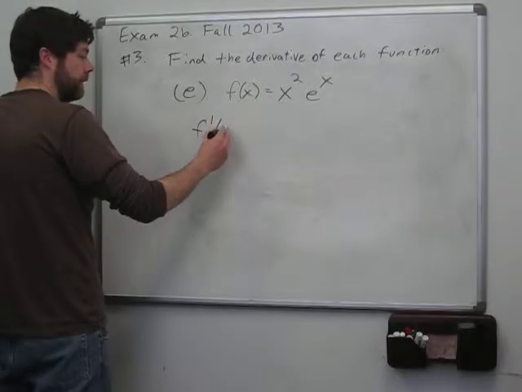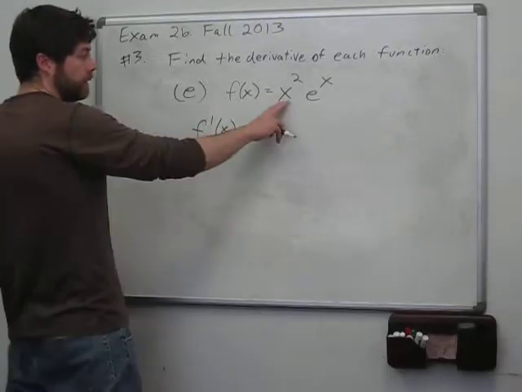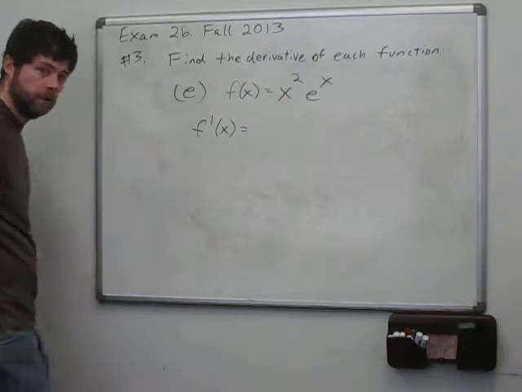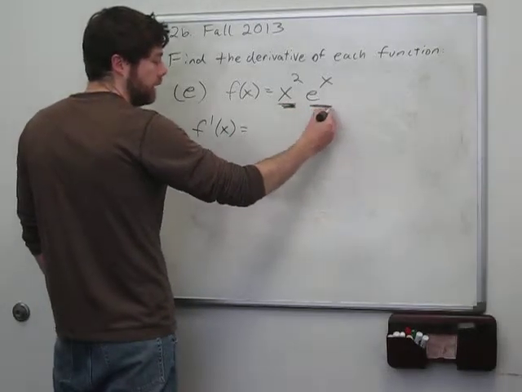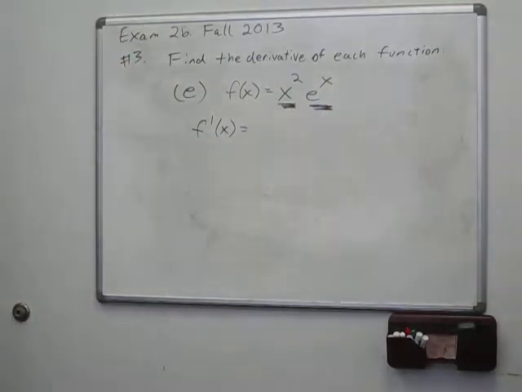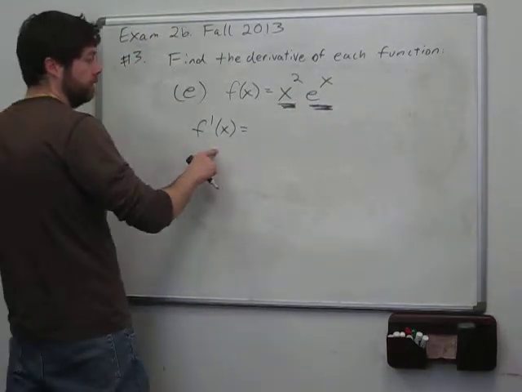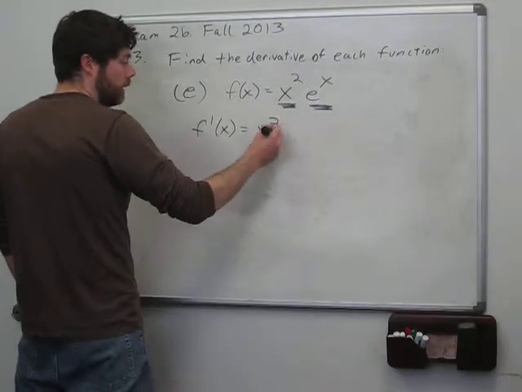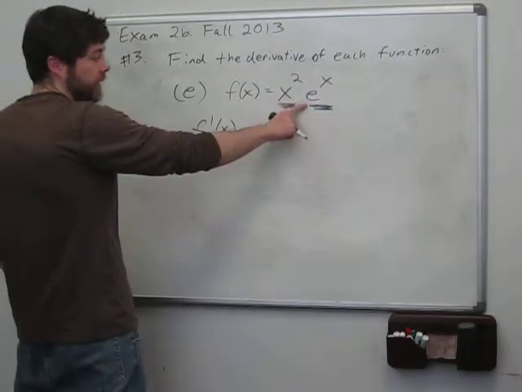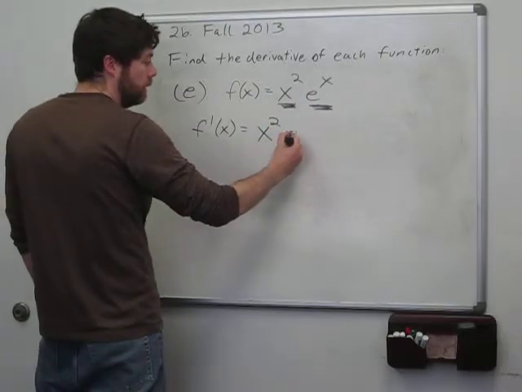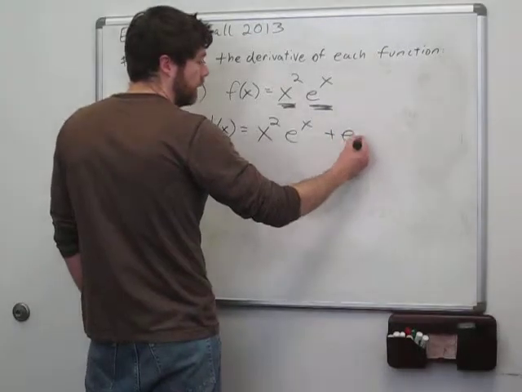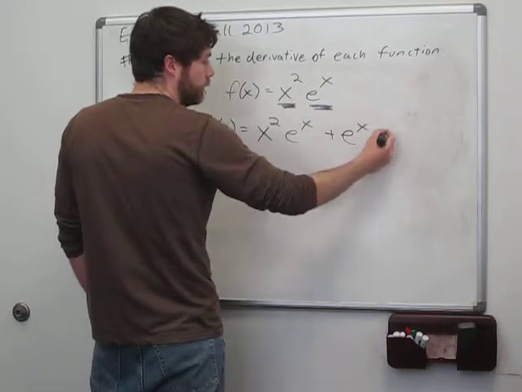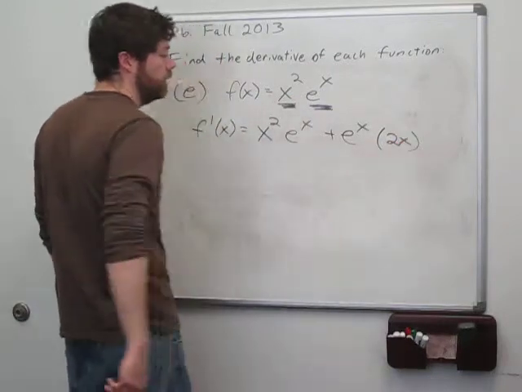When I find this derivative, we have to recognize that the big picture, we have the multiplication of two functions. We have x squared times e to the x. So we have to use our product rule. So this derivative is going to be the first, which is x squared times the derivative of the second. The derivative of e to the x is itself. So we have x squared times e to the x, and we're going to add the second times the derivative of the first, which is just 2x.